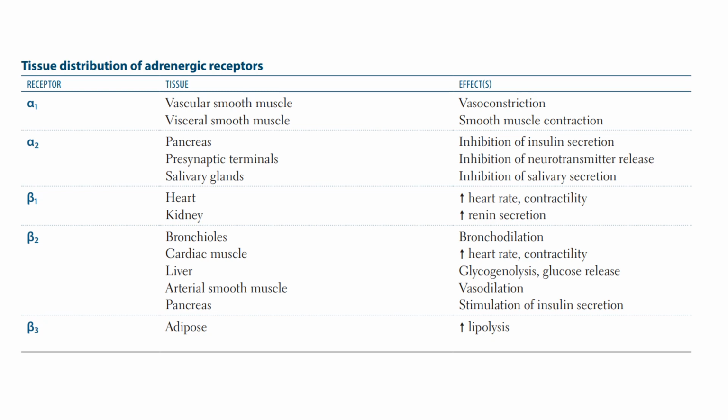Beta 2 receptors are found in the bronchioles, cardiac muscle, liver, arterial smooth muscle, and the pancreas. In the lungs, it causes bronchodilation. In the cardiac muscle, it causes the heart rate and contractility to increase. In the liver, it causes glycogenolysis, that is the breakdown of glycogen into glucose, resulting in glucose release. It causes vasodilation in arterial smooth muscle, and in the pancreas, it stimulates insulin secretion.